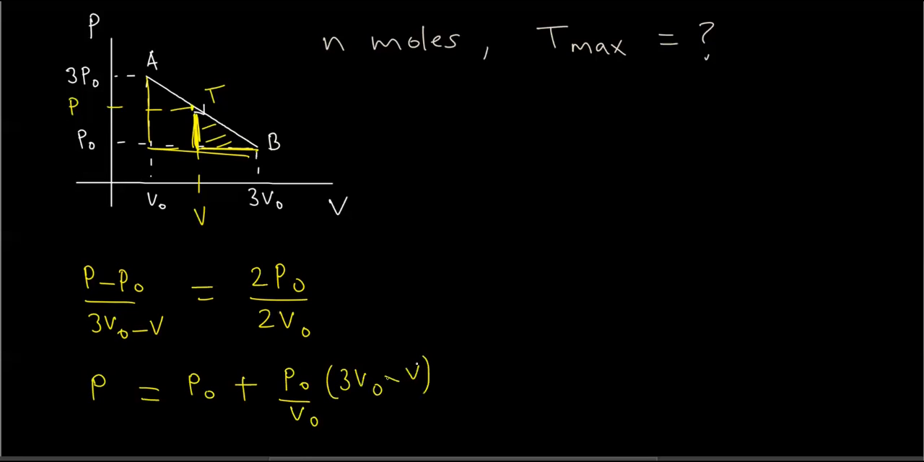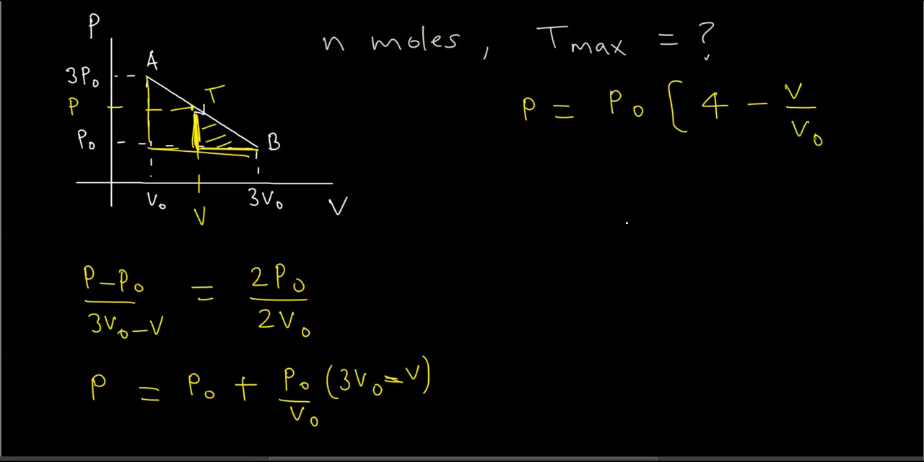Now here, if I multiply by V on both sides, maybe I'll try to manipulate this a bit and then do that. So P is equal to, I have P naught common. Then what do I have? If P naught is common, I'll get 1 plus 3, so that is 4, minus V by V naught. Am I okay better there?